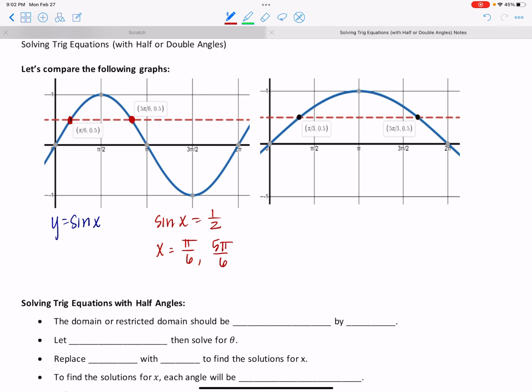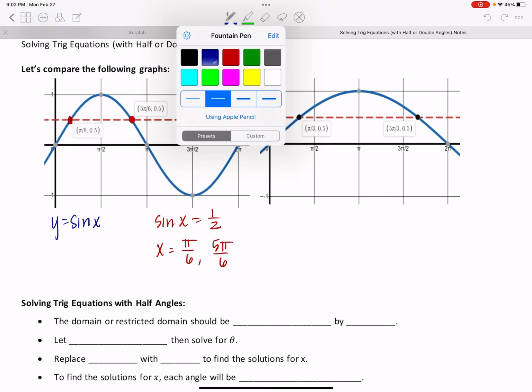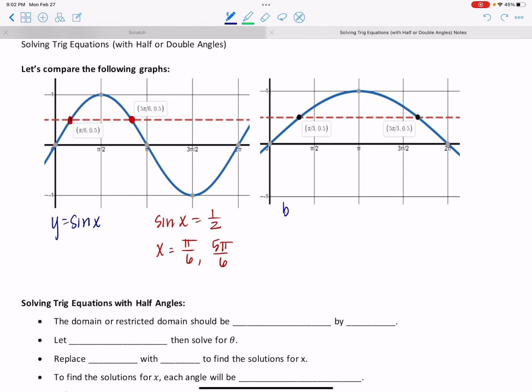The next picture, this is still a sine wave, but this is only half of the cycle. So if I only have half of a cycle from 0 to 2 pi, that means that b is equal to 1/2. So our equation would be y equals 1/2, sine of 1/2 x, or I could call that the sine of x over 2. That is the half angle. So the sine of half of an angle.